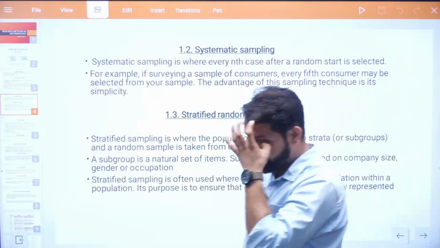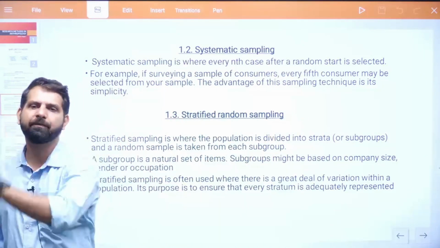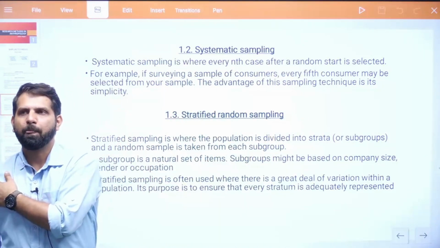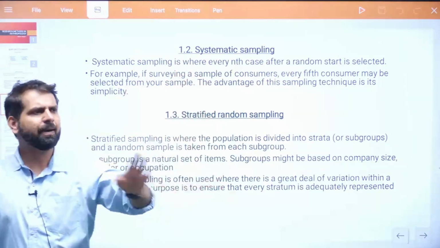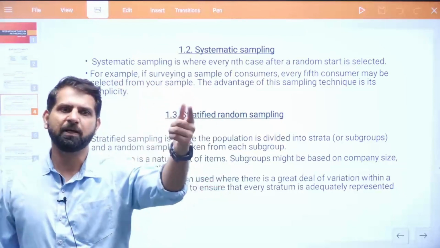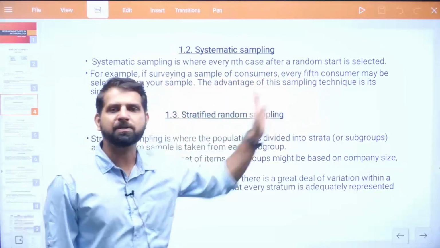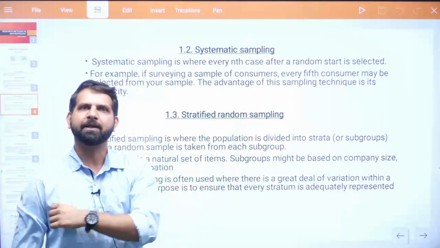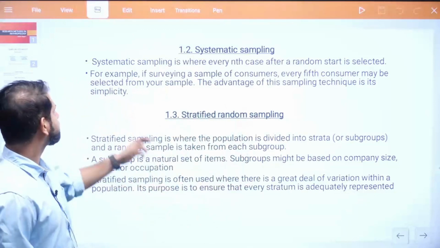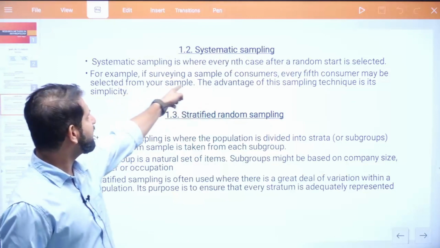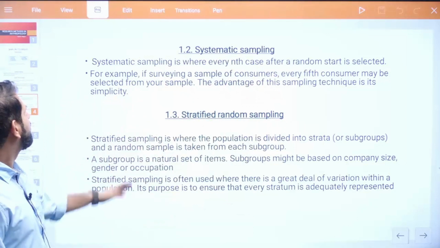Systematic sampling: what we do is select the nth individual, meaning after an interval we select one individual. Say, for example, there are 50 students in a class. I will select every fifth individual. It can be a boy, a girl, anyone. So every fifth individual will be part of the sample. That is systematic sampling, where the nth case after a random start is selected. For example, if I select roll number 2, then I will select 4, 6, 8 like that. If surveying a sample of consumers, for example, every fifth consumer may be selected. It's very simple to do.